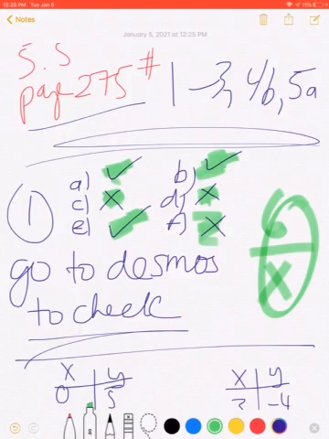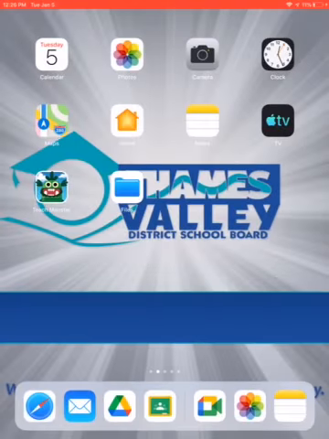If you don't believe me, go over to Desmos. If you go to Desmos, you can type these equations in, and then graph them. So let's quickly go over to Desmos real quick to show you what it looks like.